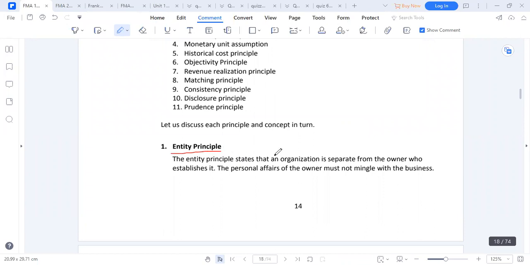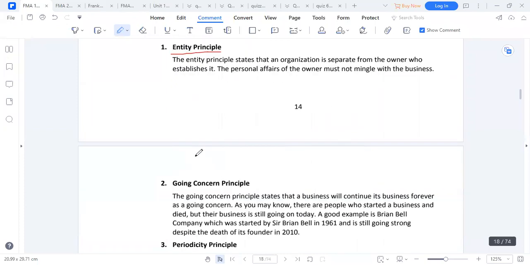The entity or separate entity principle simply assumes that the owners of the business are different from the business itself, meaning the personal affairs must not mingle with the business. So this means that if you have a business, you should not abuse the business property. Just because you are a major shareholder, if you use the car at the farm, the company can sue you because it is a separate entity.